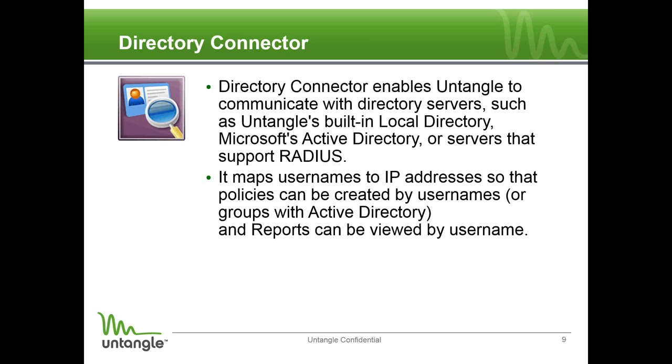As far as the directory connector goes, basically that's divided up, as I mentioned, into the Active Directory and the Radius server. And what the directory connector essentially allows you to do, as you can see, is use these different directories to match up usernames to the IP addresses they're using, so that you can create different policies using our policy manager.